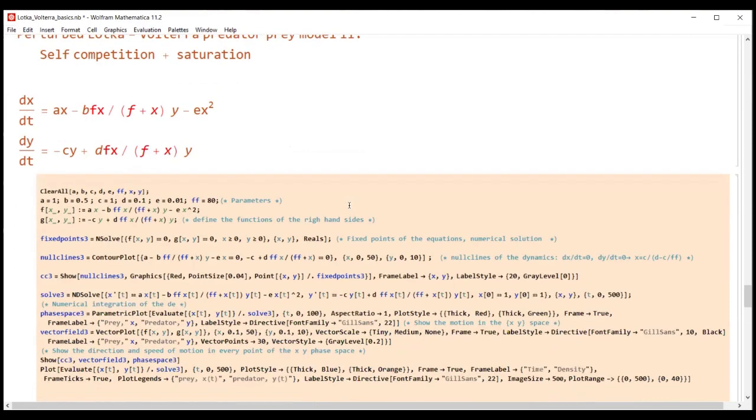And we add it. Again, if F is much bigger than the others, it means in this case that the saturation is a very weak effect. So we set F to 80, which is much bigger than any other parameters in the model. And you can see that the original functions are modified a bit. We added the saturating effect here and the saturating effect here.